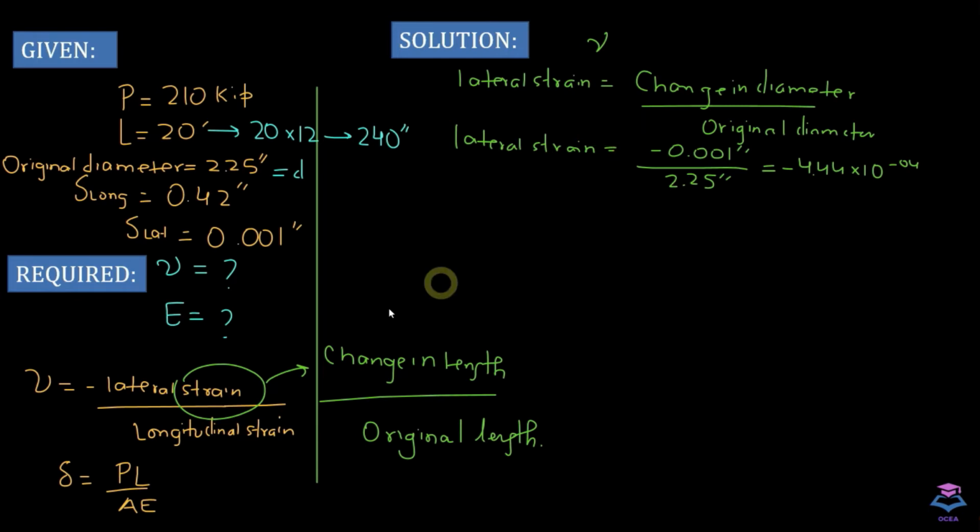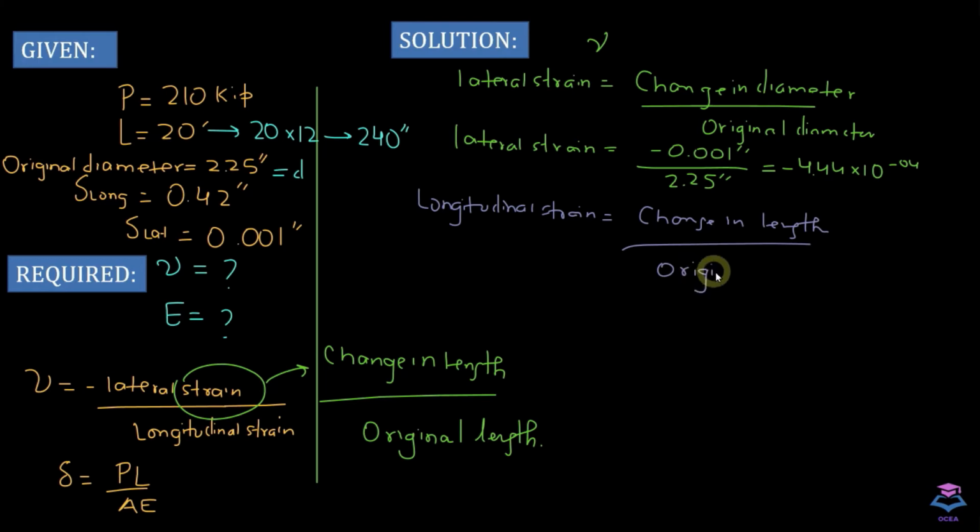Okay, now let's calculate the longitudinal strain. It is equal to change in length upon original length, and change in length is equal to the deformation that is occurring in longitudinal direction, which is equal to 0.42 inch, and the original length is basically the length given in the start, that is L equals 240 inches. Remember to keep units consistent, otherwise you will get the wrong answer. So if you divide it, it's coming out to be equal to 1.75 raised to the power minus 3.